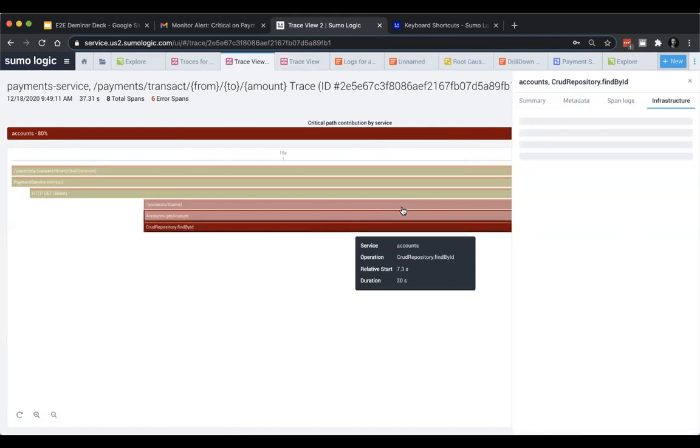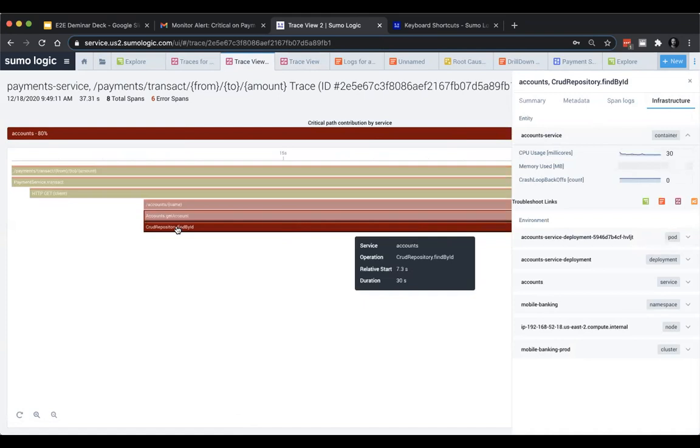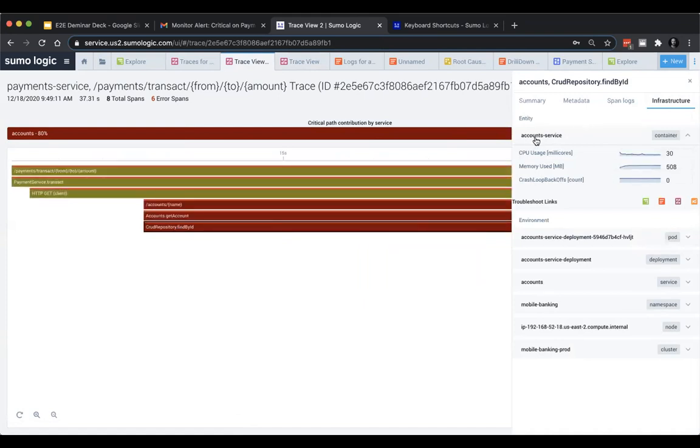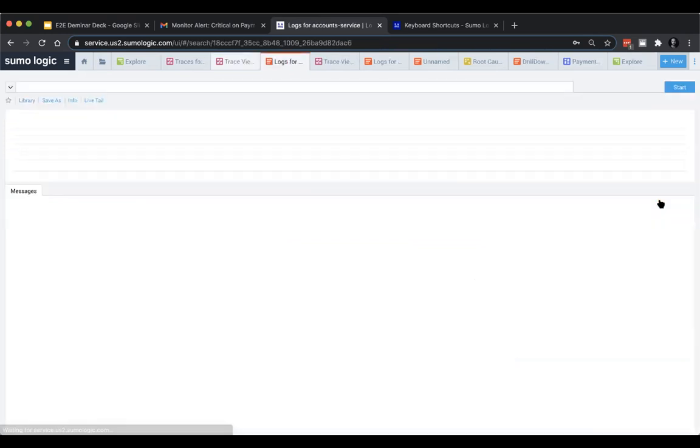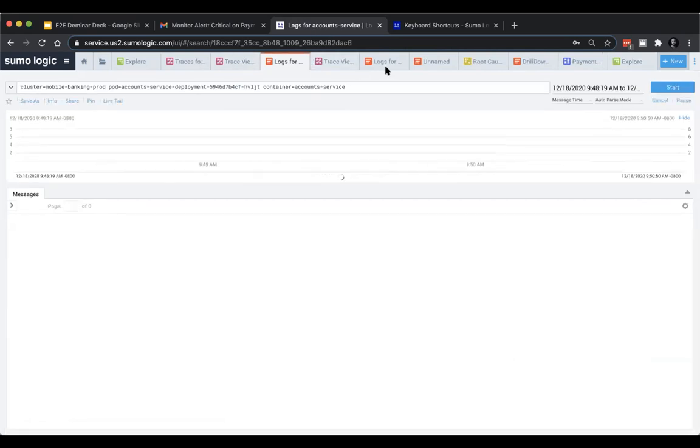Now, if I click on red, click on the last bar, find by ID, I can see the account service again right over here. I have these 4 powerful little buttons. In this case, I want to just dive into the logs for this one specific container that's having this one specific issue. And that really helps me drill down to a very tiny little bit of log data, so I don't have to be surrounded by tons and tons of logs.